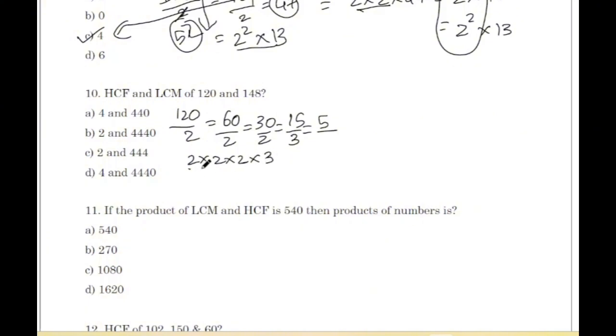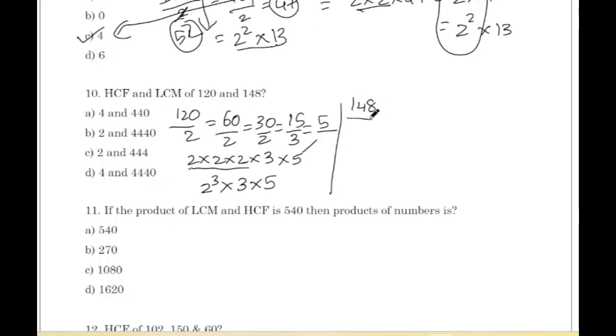So how many 2's are there? There are 3 2's, so 2 to the power of 3. You forgot 5 as well. So 5, and there is a 3 and 5. Got it? Done. Now 148.